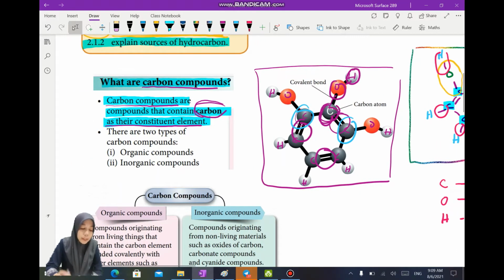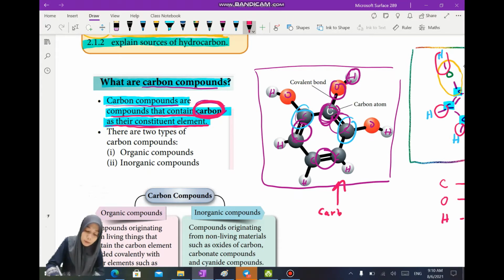What are carbon compounds? Carbon compounds are compounds that contain carbon as their constituent element. Mengandungi atom carbon sebagai unsur juzuknya. Okay, so bermaksud ini adalah carbon compound. Kenapa dia carbon compound? Because it has C as their constituent element. Dia mengandungi atom carbon sebagai unsur juzuknya.